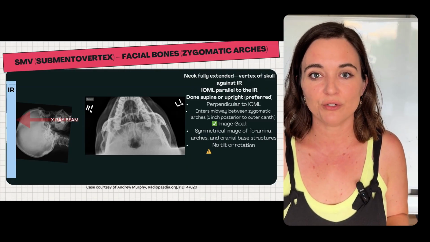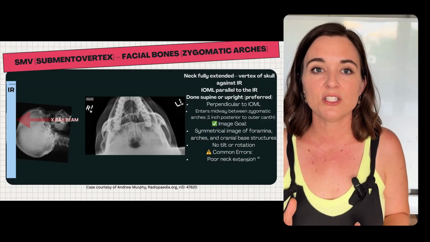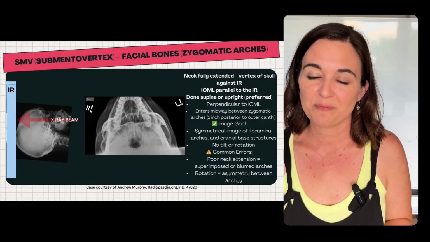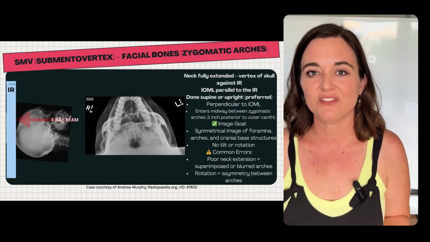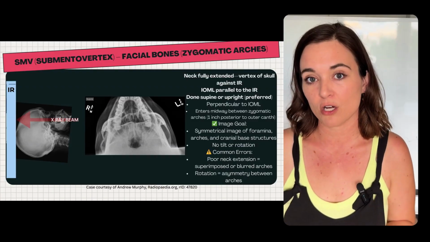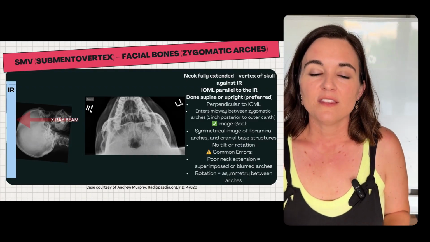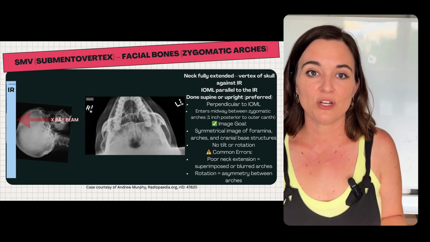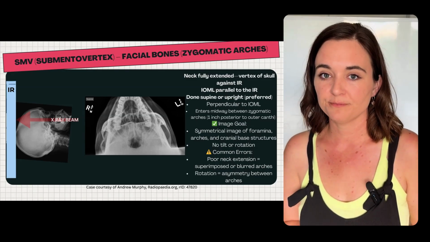For the tangential view, you want to rotate the head 15 degrees towards the side of interest and tilt the chin 15 degrees away. Our goal here is an isolated visualization of one zygomatic arch. This is used to identify depressed zygomatic arch fractures, and it makes for a great post-trauma projection.